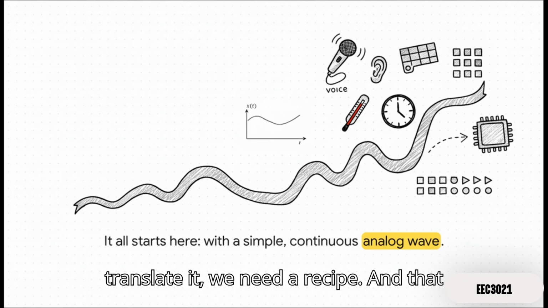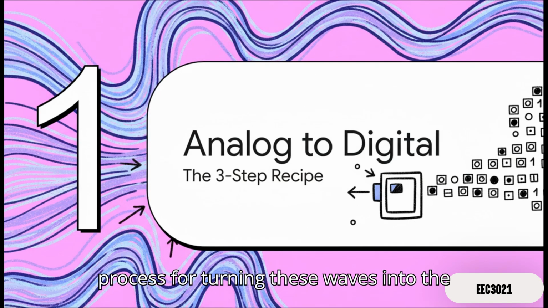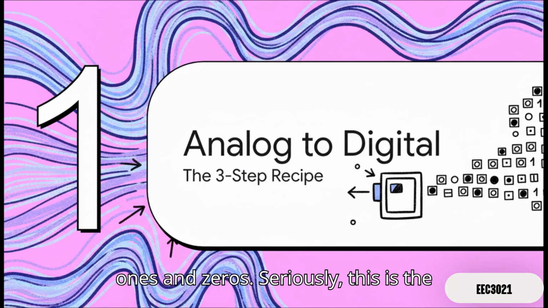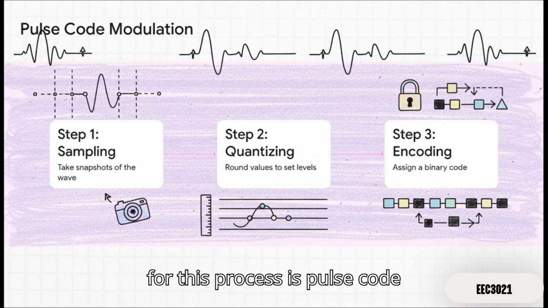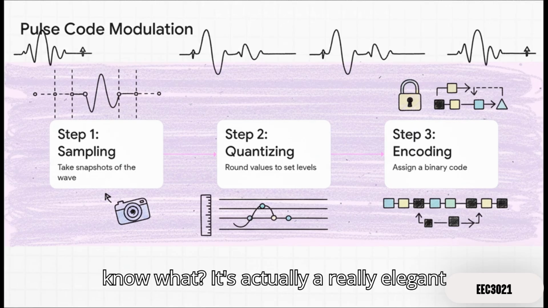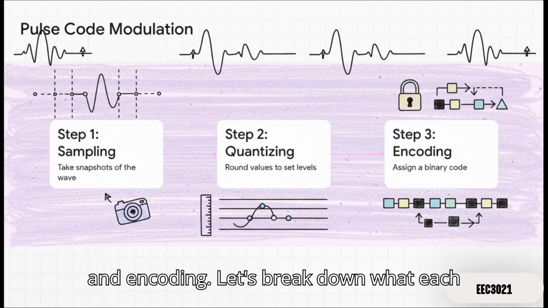So to translate it, we need a recipe. And that recipe, well, it's a simple 3-step process for turning these waves into the language that computers do understand, ones and zeros. Seriously, this is the bedrock of pretty much all digital communication. Okay, so the official name for this process is pulse code modulation, or PCM for short. And you know what? It's actually a really elegant 3-part system: sampling, quantizing, and encoding. Let's break down what each of those really means.